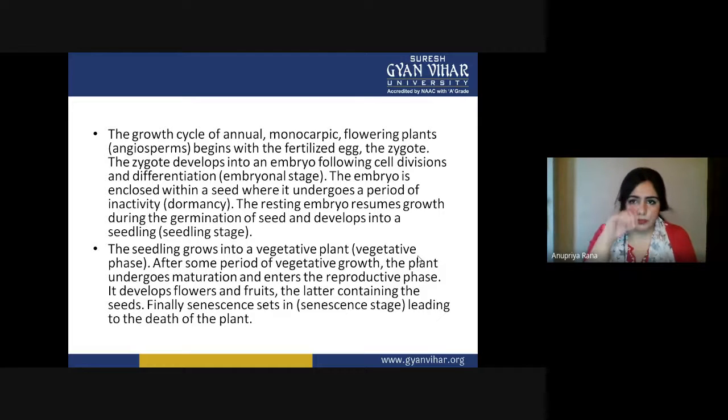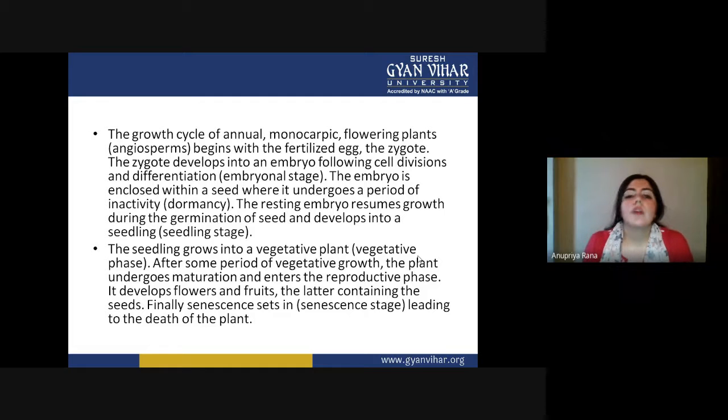The embryo is enclosed within the seed, where it undergoes a period of inactivity that is called dormancy. At that time, they suppress all the metabolic activities until the time of germination. The resting embryo resumes growth during the germination of the seed and develops into the seedling. When they get favorable conditions, everything they need for germination, they start germination and all their metabolic activity.